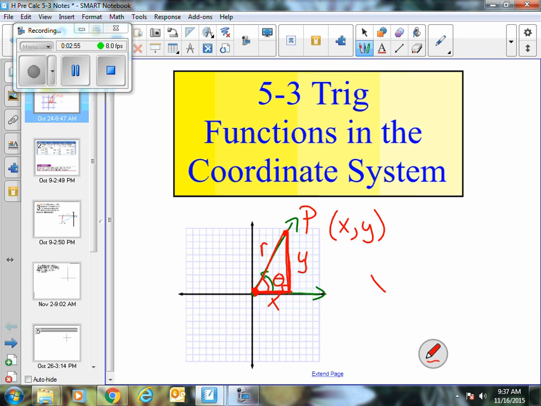So we could figure that out by using the Pythagorean theorem, because remember, you know the ordered pair, you know the x and the y. So we can just use the Pythagorean theorem. So that means r would be the square root of x squared plus y squared. So we can figure that out. It's pretty easy to do.